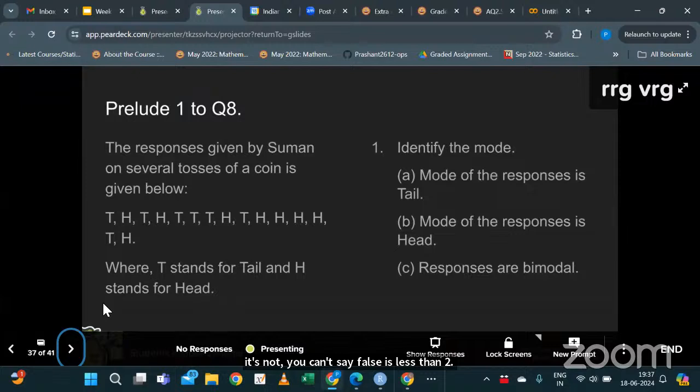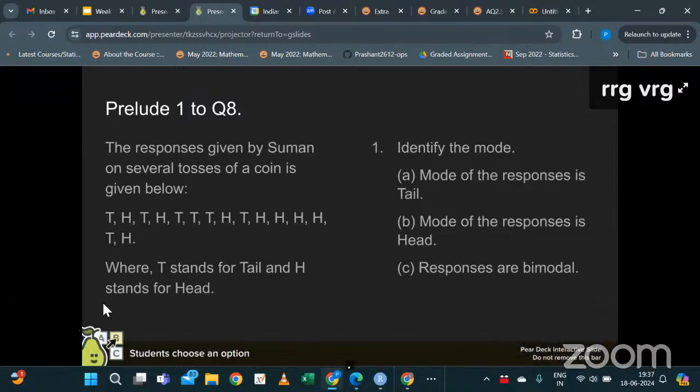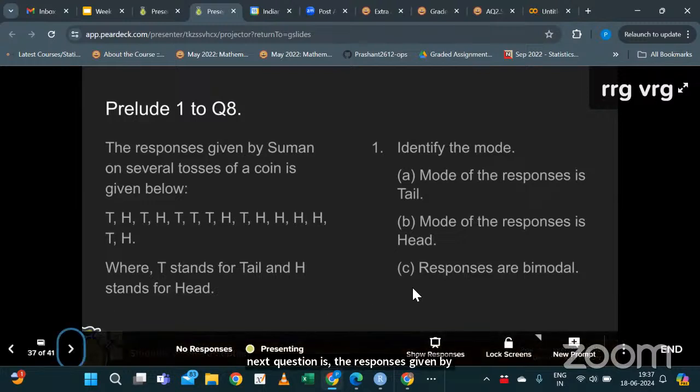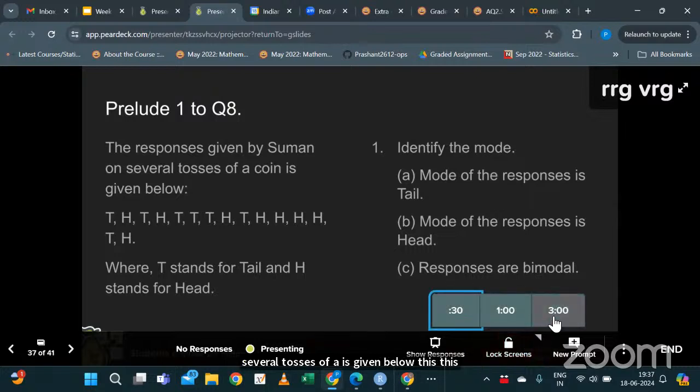The next question: the responses given by Suman on several tosses of a coin are given below. Here T means tail and H stands for head. You have to identify the mode here. I'm going to give you 3 minutes, and do this.